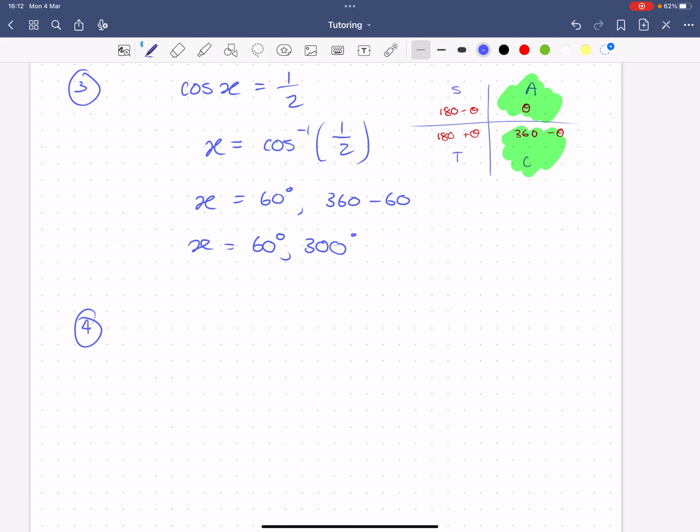Now these answers don't have to be exact. We don't have to have nice, beautiful 60 degrees, 300 degrees. We can have approximations as well and rounding. So if we had tan of x is equal to 1 on 10, well, of course, our first step is to go inverse tan of 1 on 10. And we just type that into our calculator, 1 on 10. And if you do that, you get 5 degrees 43 minutes.